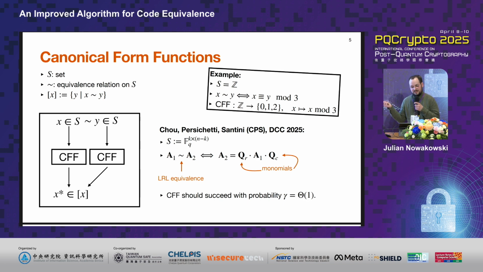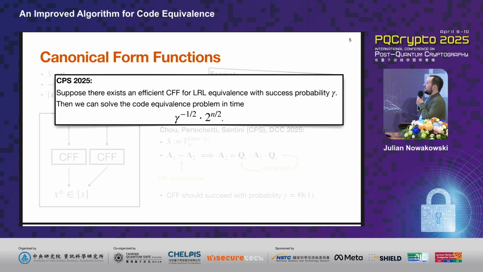So like I said, the intention with this equivalence relation and canonical form function was to reduce signature size in LESS, but they also figured out that it has a kind of surprising destructive cryptanalytic application. And that's the following result. Suppose there exists an efficient canonical form function for left-right linear equivalence that has success probability gamma, then we can solve the code equivalence problem in time basically the inverse of the square root of gamma times 2 to the n half. Okay. And this result is also the backbone of the new algorithm that I'm presenting today.